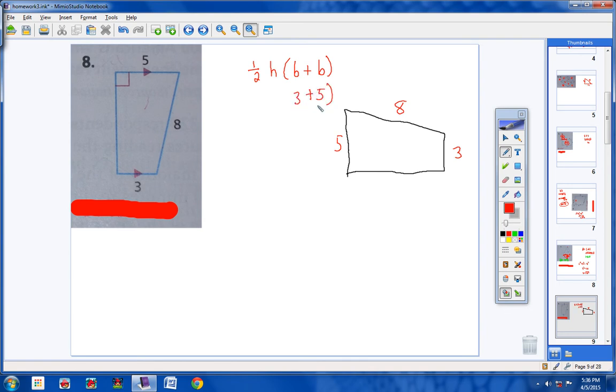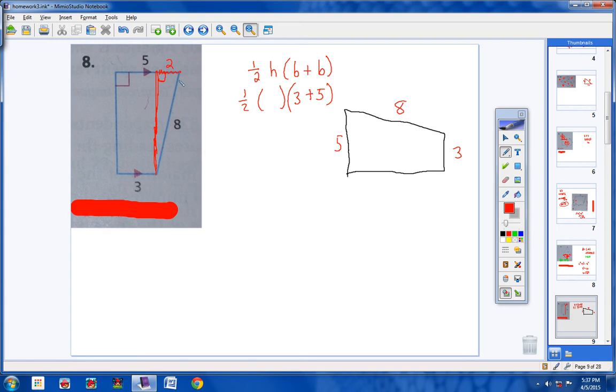So 3 plus 5, and 1/2 is 1/2. The only thing I'm missing is the height. Well, the height is this length right here, okay? Which will be the same as this length right here if I drew an imaginary line here. Now, why would I draw an imaginary line there? Because that gives me a right triangle right here. And I know if this whole side is 5 and this much is 3, then I know this little segment right here has to be 2.